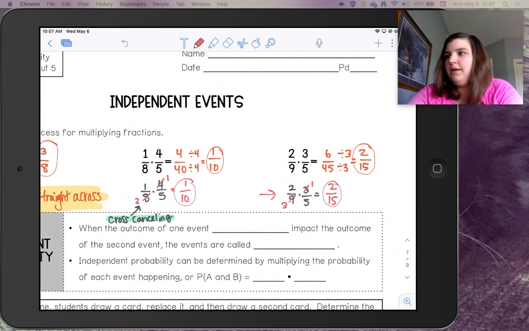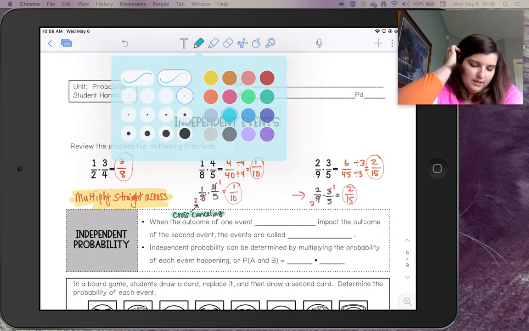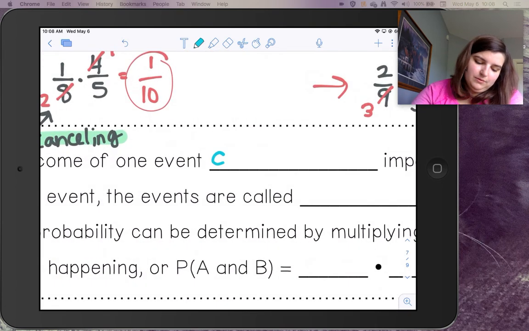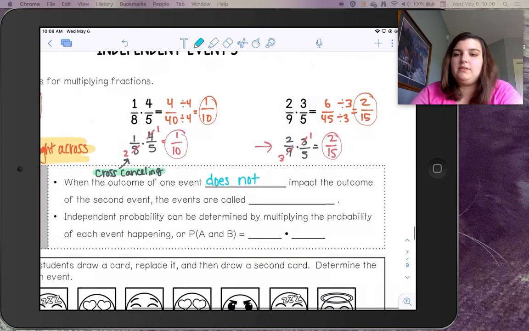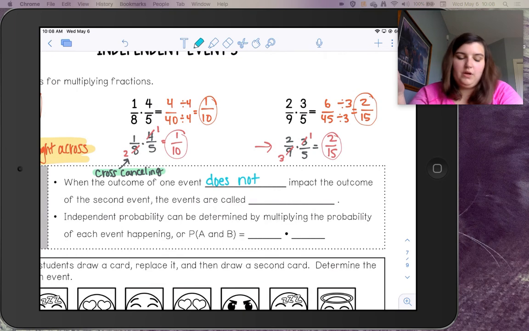Moving on. Just make sure I have my vocabulary correct here. So independent probability is when the outcome of one event does not impact the outcome of the second event. So we're talking about compound probability here. We've got one thing happening and then another thing happening after. So whatever I do first, it's not going to affect the thing that I do second.